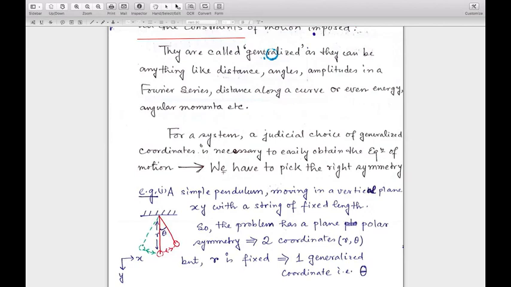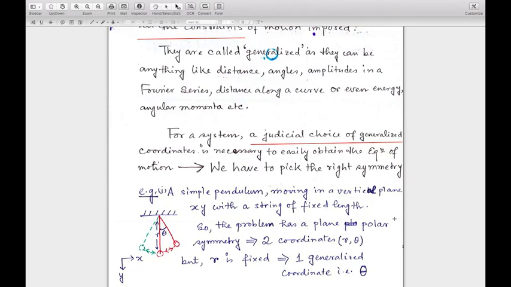So another thing is that for a system, a judicious choice of generalized coordinates is necessary to easily obtain the equation of motion. Because one thing I have to state here, that the choice of generalized coordinates is not unique. So you can choose one set, and I can choose another one, and maybe one can be more handy than the other, that's all.